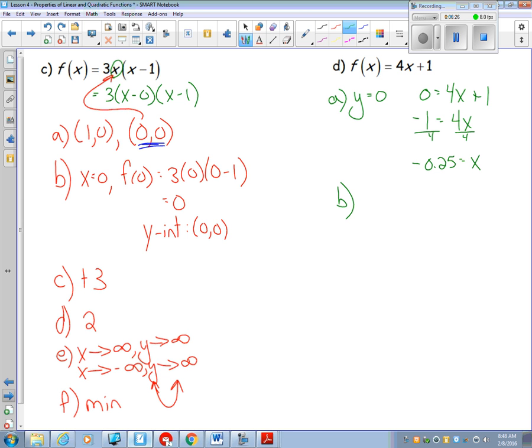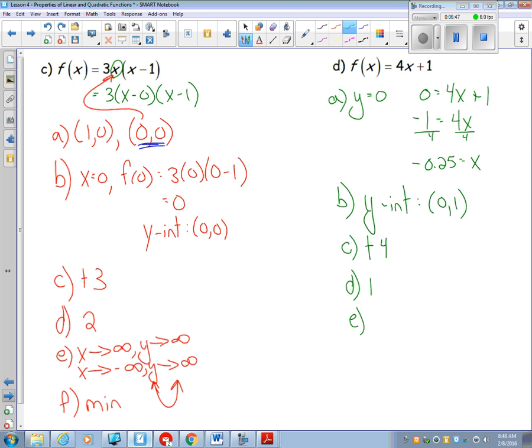My y-intercept, I'm going to cheat this time because I know the y-intercept is always the number at the end over there. So 0 and 1. My leading coefficient looks like a positive 4. My degree, well, it's a line, so degree of 1.